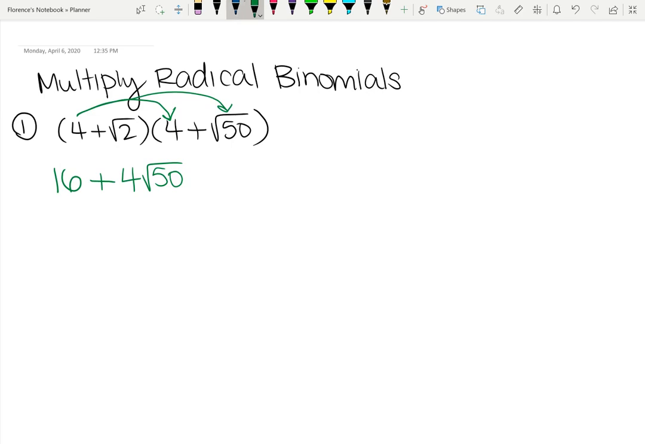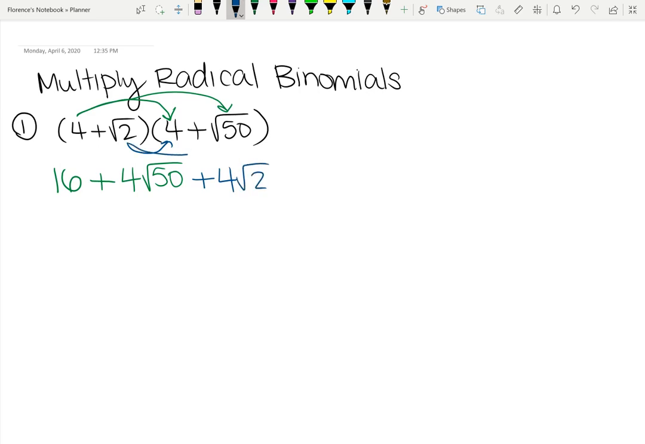All right, next I'm going to distribute the next couple terms, which is square root of 2 times 4. And again, positive times positive is positive. And remember, one's inside a radical, one is outside the radical, so we have to keep them that way. 4 times the square root of 2.